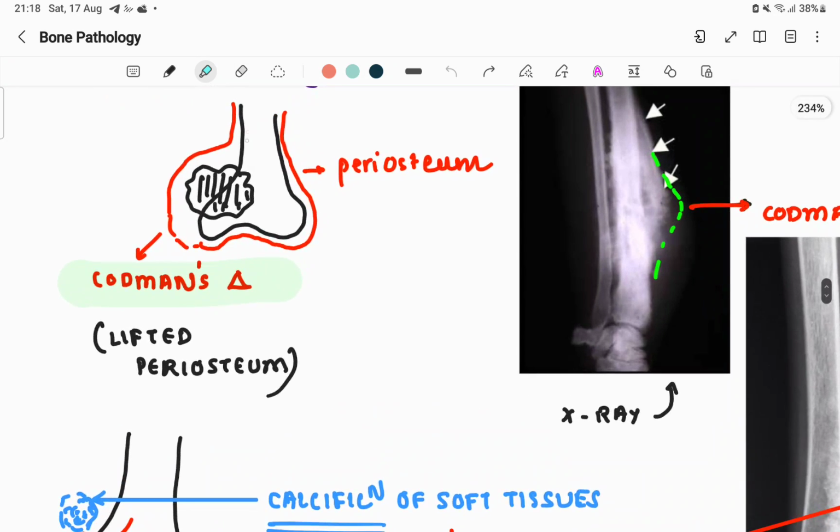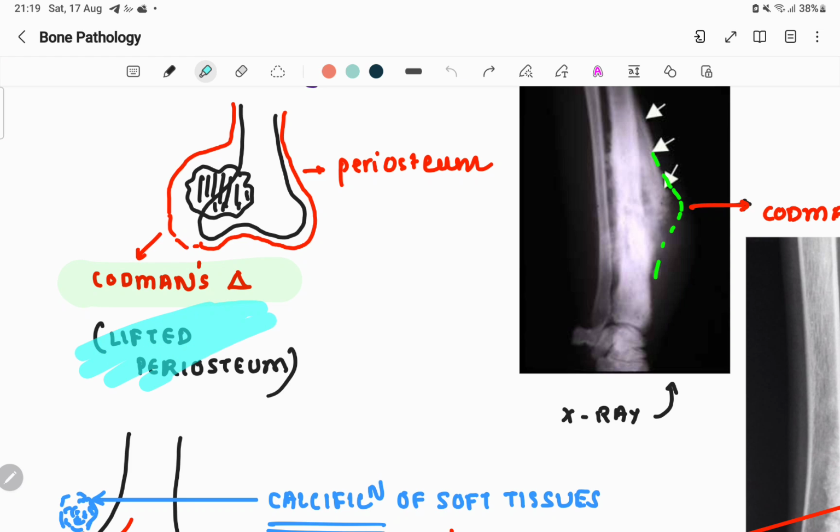So look at this. Here you have the periosteum. This is the periosteum, right? There is a tumor here, so the periosteum will be stretched like this, and the stretching of the periosteum will appear to be a triangle. This triangle is called the Codman's triangle.